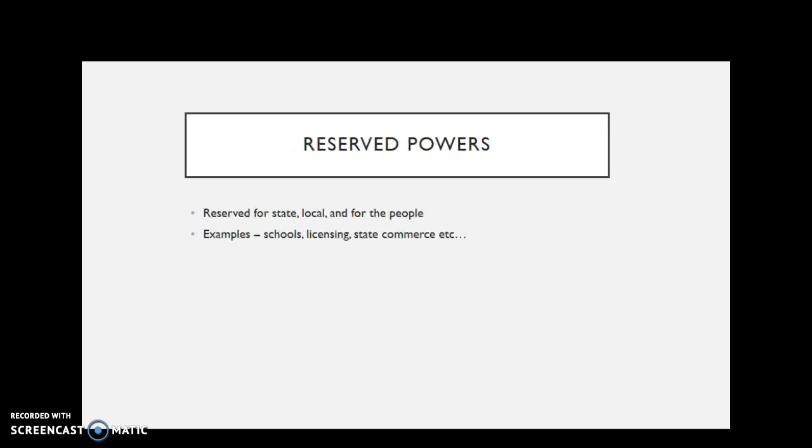Now, on the other hand, our reserve powers. These are powers supposed to be, everything else is supposed to be reserved for the states, for the local government, and for the people to take care of themselves. And this way, the freedom is protected in the United States.